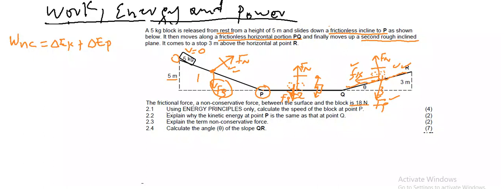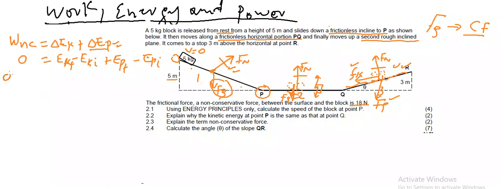Then our question now, the first one, says use energy principles only, calculate the speed of the block at P. So since it is an incline, we will use this formula. We are left with only Fg on this incline. So when we are left with only Fg, it means we have work done by Fg, but what is Fg? Fg is a conservative force. Do we have any non-conservative force here? No, therefore we put 0 here. Then change in EK is EK final minus EK initial, plus change in EP, EP final minus EP initial.